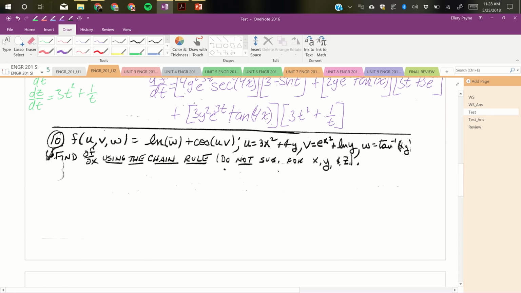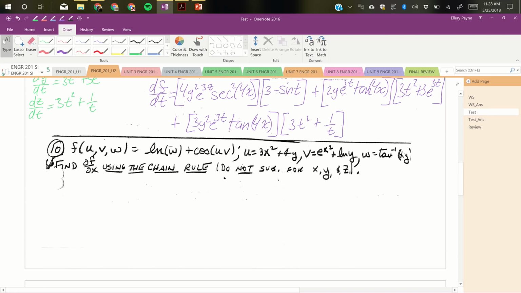Now this next one, we have a function of u, v, and w that equals the natural log of w plus cosine uv, where u equals a function of x and y, v equals a function of x and y, and w equals a function of x and y. Now it says find the partial of f with respect to x using the chain rule. Do not substitute for x, y, and z.